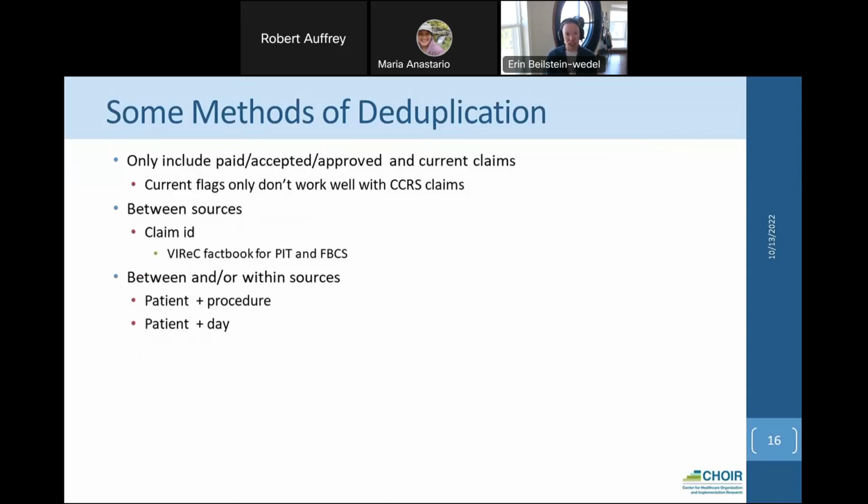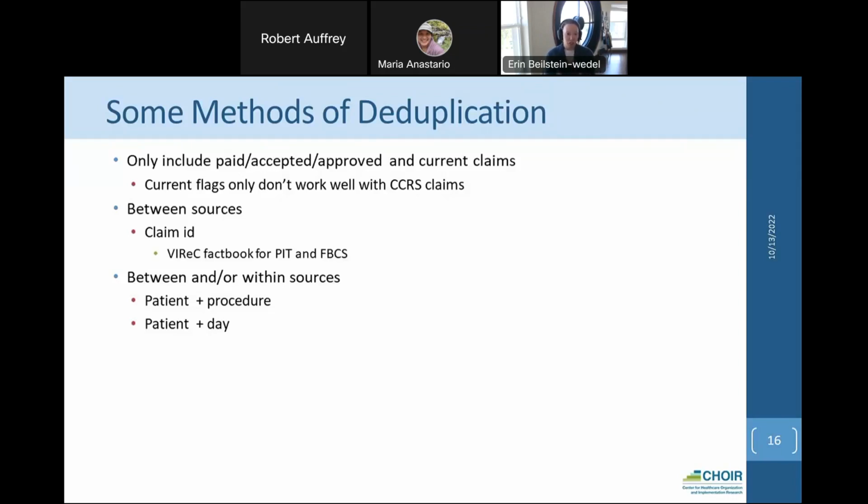So some methods of deduplication are to only include paid, accepted, and approved claims and current claims. So current flag equals Y in PIT, people use that pretty often. However, they don't work well with CCRS claims at all. So that's something to be careful and aware of. And I think in FBCS, if you just select records that have a payment amount on them, that's also a way, kind of like the current flag in PIT, to get around having duplicates.